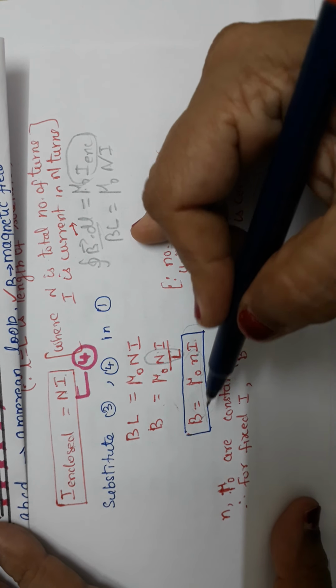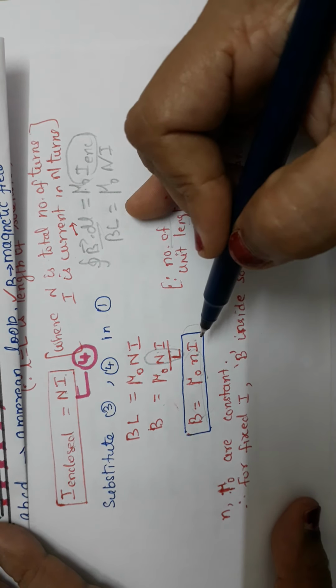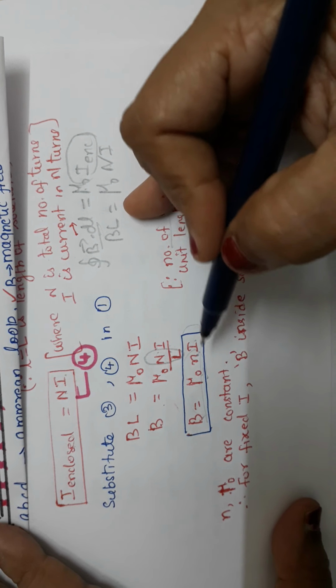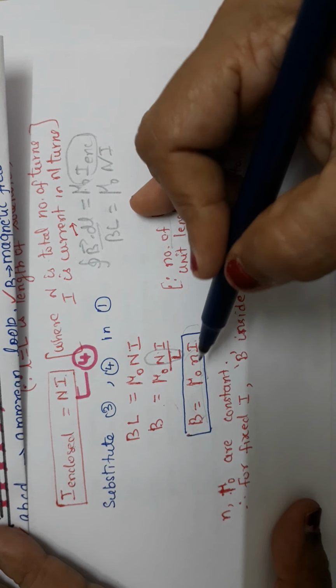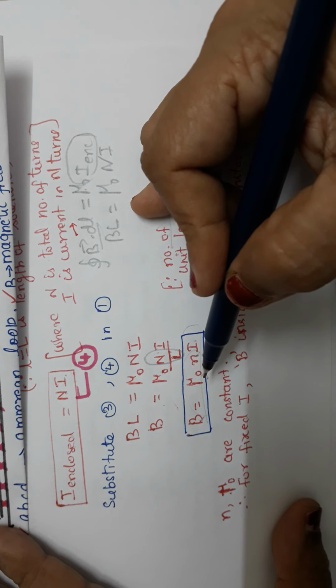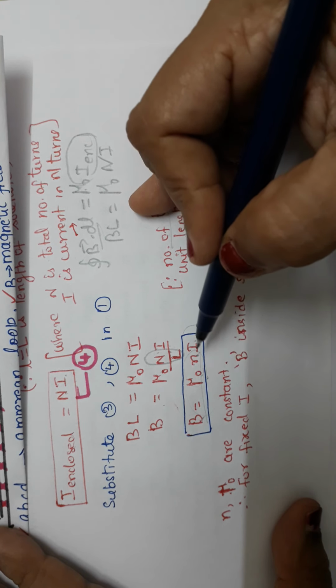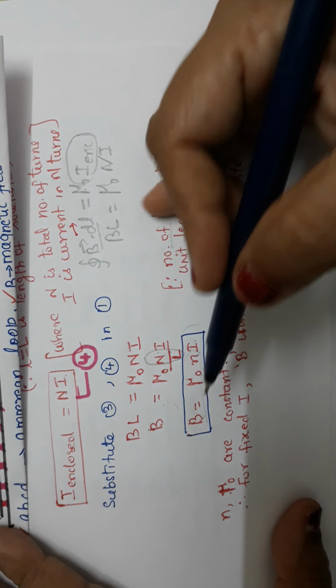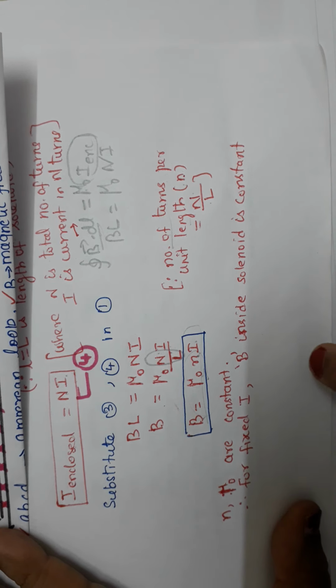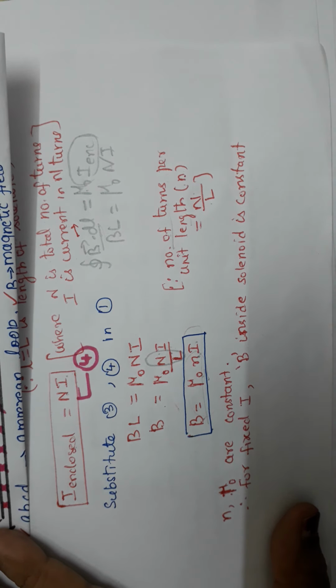So magnetic field B is equal to mu naught n I, the formula for the magnetic field of the solenoid. Here these two are constant. Number of turns per unit length and mu naught is a constant, right? For fixed I value, B will also be a constant. Got it, children? This is a 5-mark question. I hope you understood. Thank you.